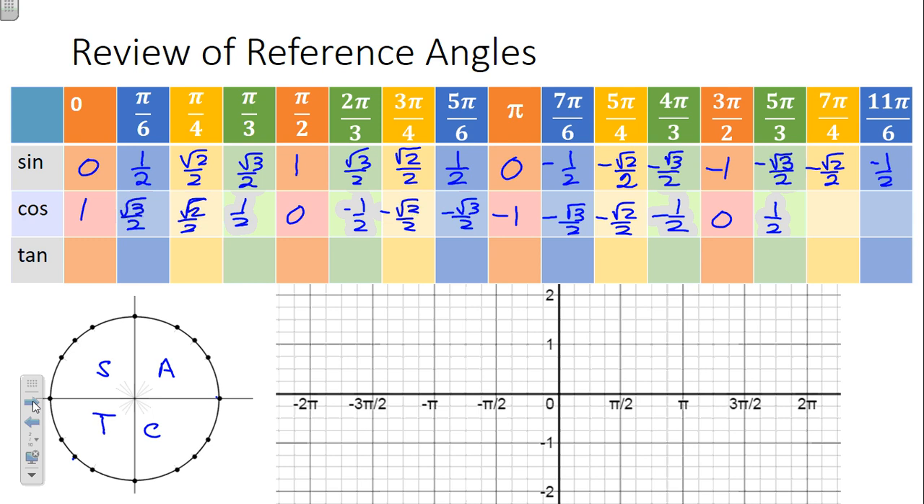45-degree angle in the fourth quadrant for cosine? Positive square root of 2 over 2. And a 30-degree angle for cosine? Square root of 3 over 2.